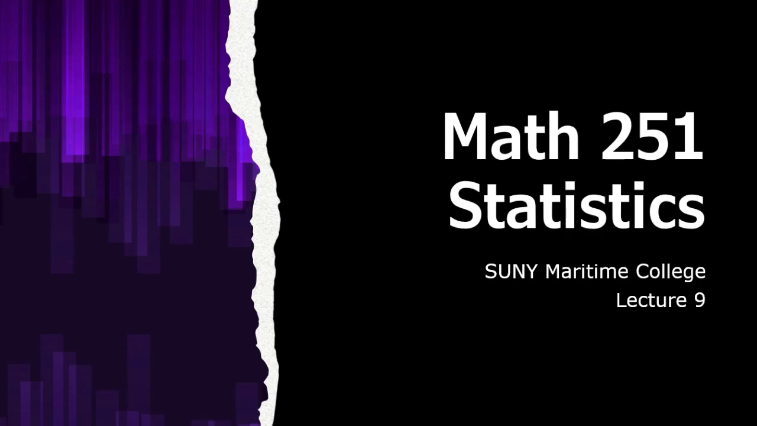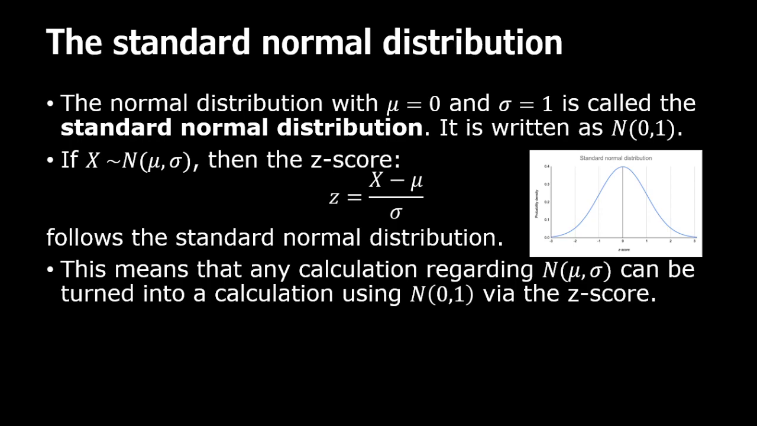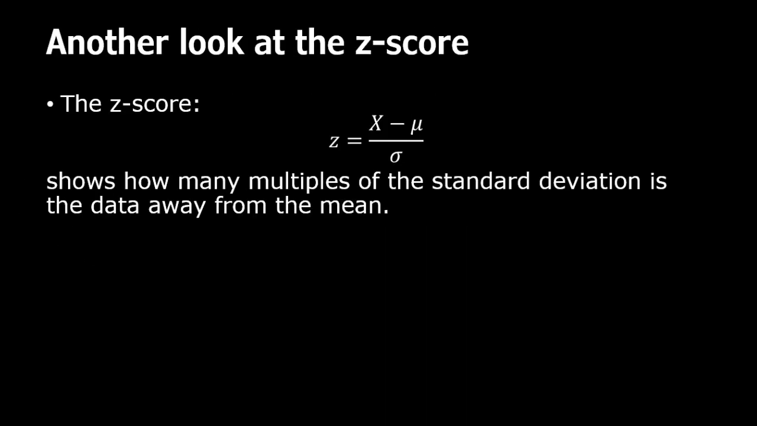Statistics Lecture 9. Last time we talked about the standard normal distribution and how the z-score transforms a regular bell-shaped curve with mean value mu and standard deviation sigma into the standard normal distribution. Now I also want to add that there's another way to think about the z-score. If you look at the formula of the z-score, here's what it's doing. You're taking the difference between the random variable's value minus the average, and then dividing by the standard deviation, which means you want to know how many multiples of the standard deviation that x is away from mu.